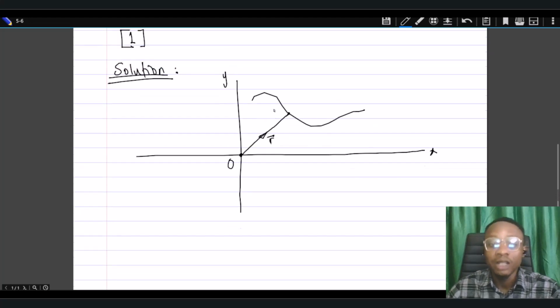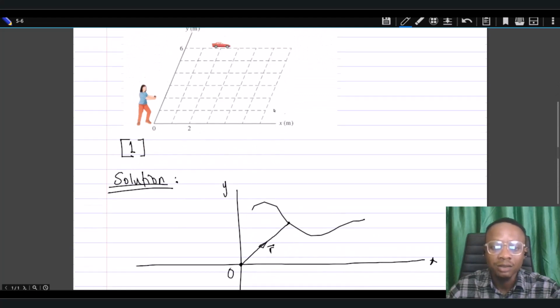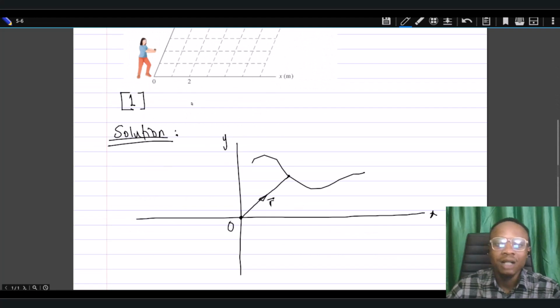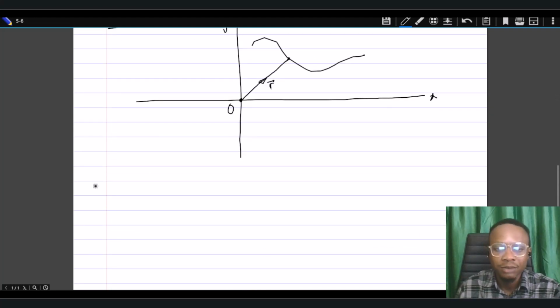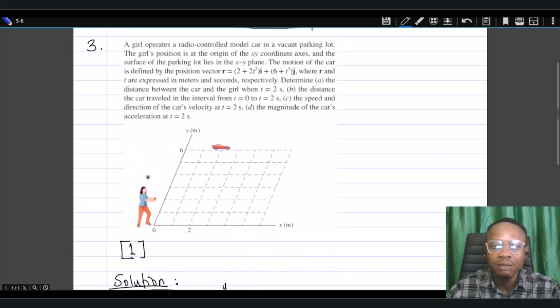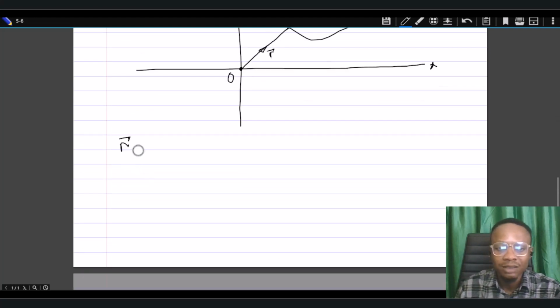Okay, so that's what is important to us as far as this problem is concerned. So we can now go ahead to analyze this body. We have r already as a function of time. r is known to be equal to, that is, r as a function of time is 2 plus 2t squared i. So let's write it that way. So this is r as a function of time. We know it to be 2 plus 2t squared i.